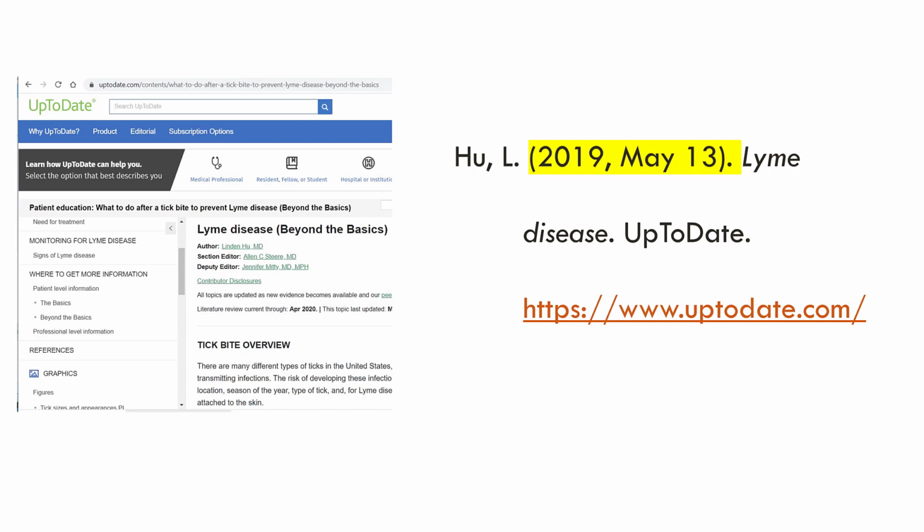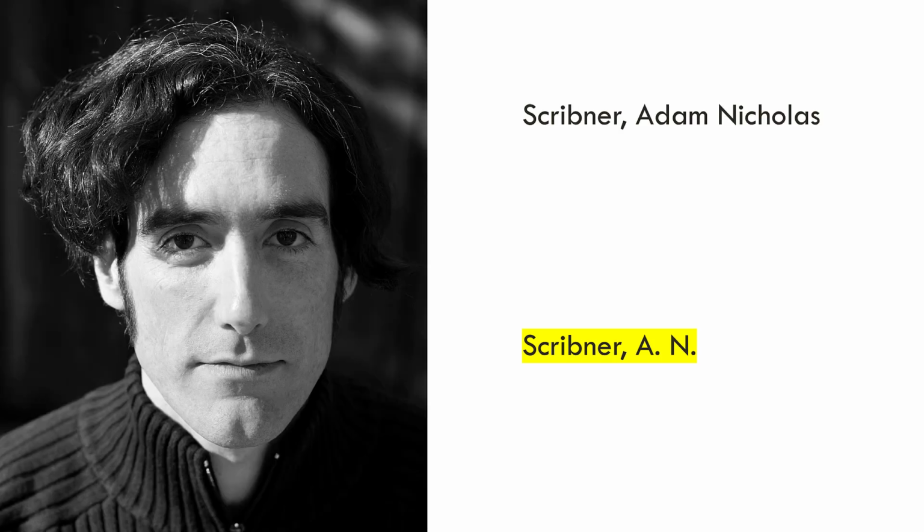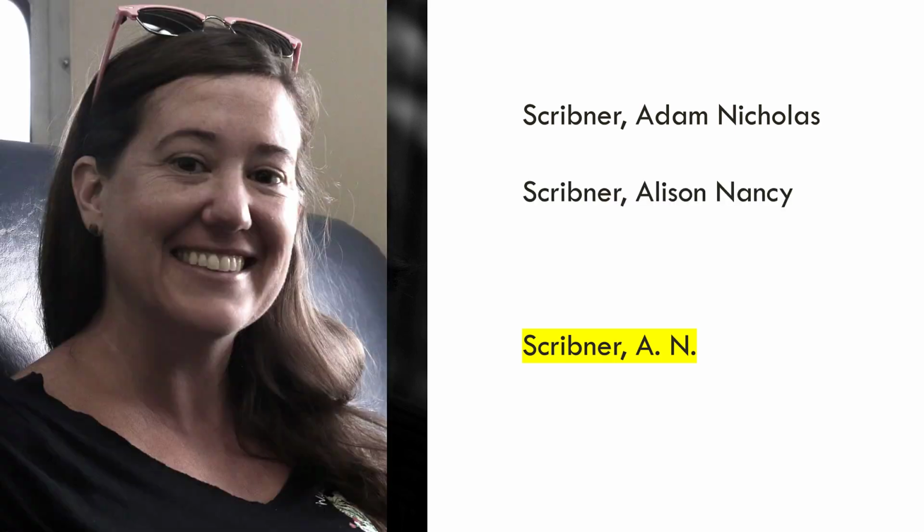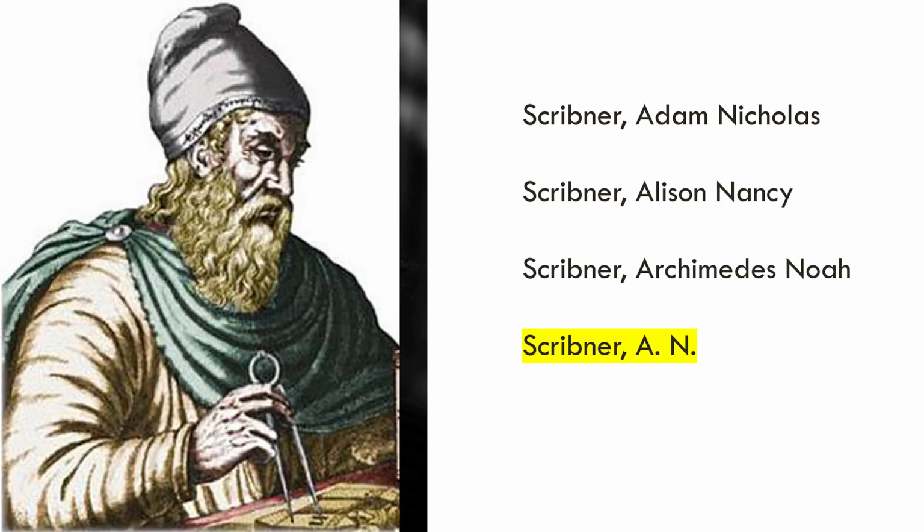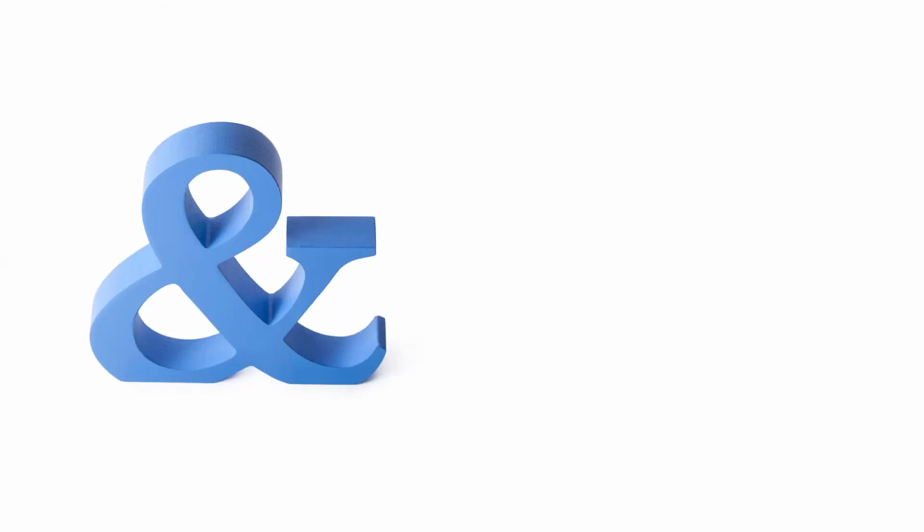Now that we have the dates down, let's return to the author. If your author or editor is a person, you'll write it as last name, comma, initial, initial. No, we don't spell out the person's given name. We don't care if it was Adam, or Allison, or Archimedes. Just the initials, please.